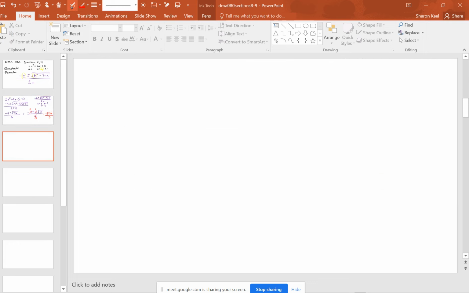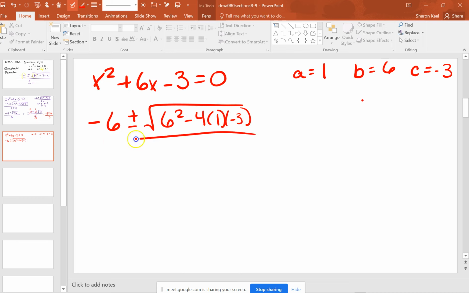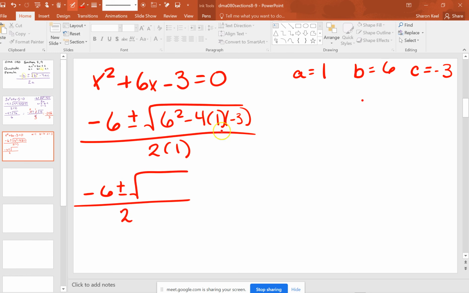So for this one, we have x squared plus 6x minus 3 equals 0. My A is a 1, my B is a 6, my C is a negative 3. So I have the opposite of B plus or minus the square root of B squared minus 4 times A times C. Everything is over 2 times A. So again, negative 6 plus or minus, 2 times 1 is 2. And we're going to key this in on the calculator.